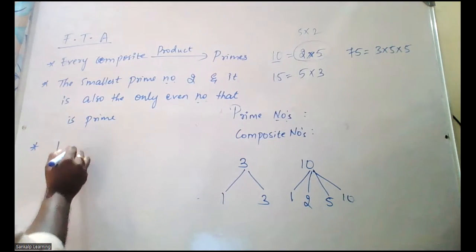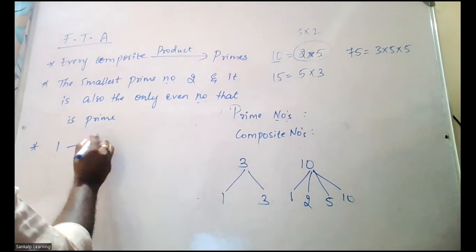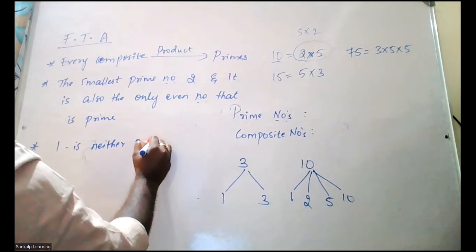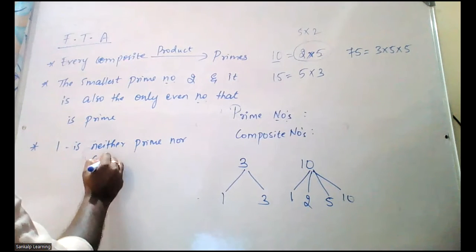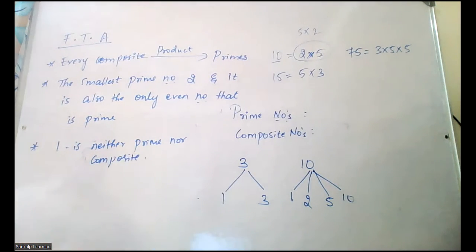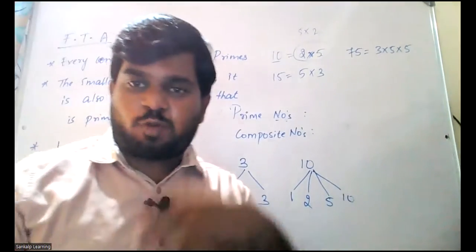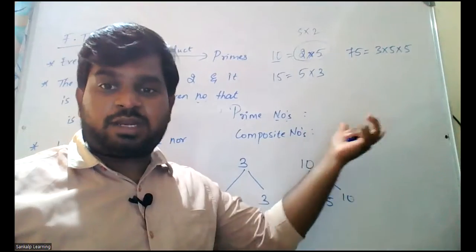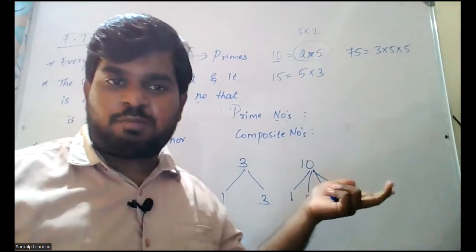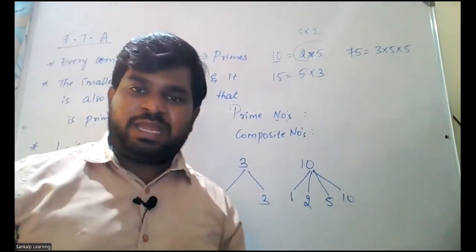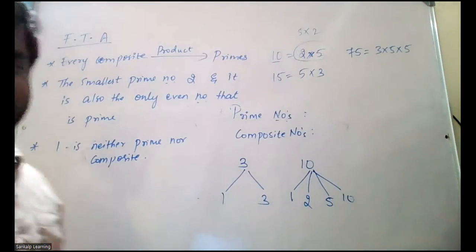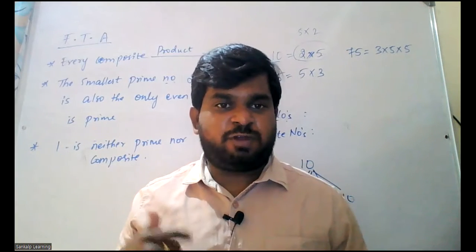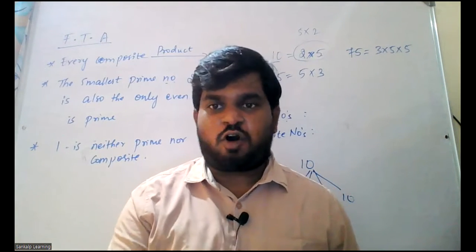Another important one: 1 is neither a prime nor a composite. It doesn't belong to any of the categories. Why is it not a composite? Because it doesn't have more than two factors. Why is it not a prime number? If you consider 1 to be a prime number, then the uniqueness of the theorem goes. If the uniqueness of the theorem goes, then we will not be able to solve many applications. So let's get into the exercise part, where, using this prime factorization, we'll be finding the LCM and HCF of given numbers.